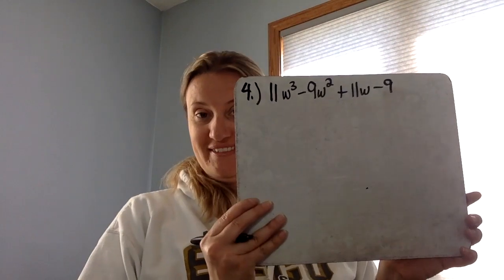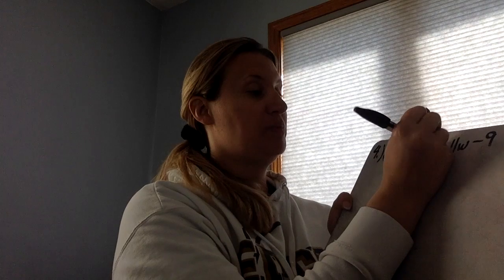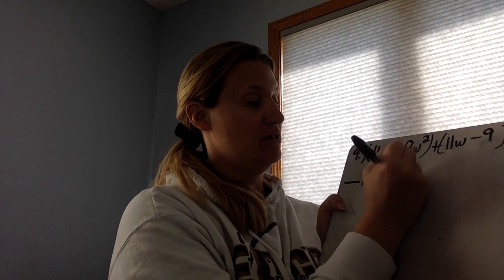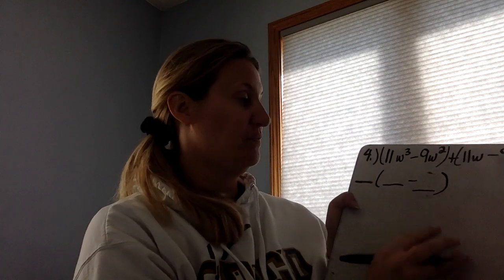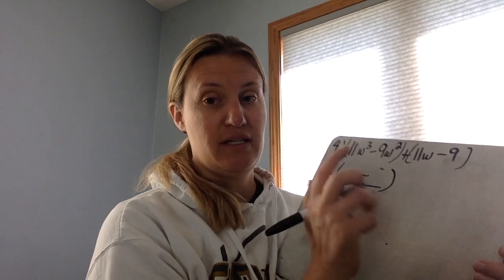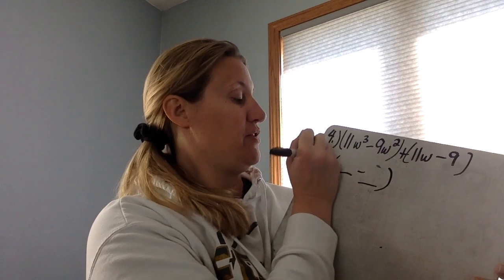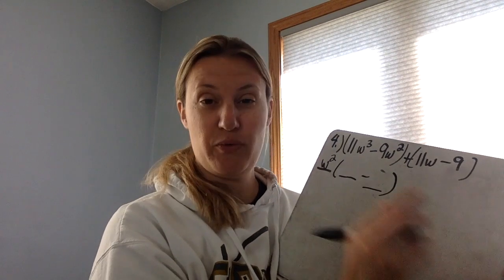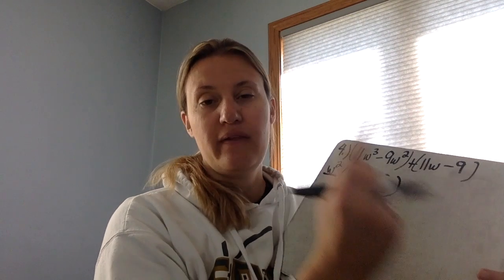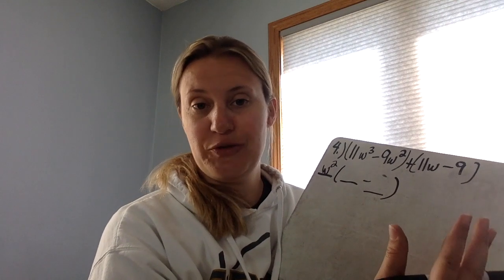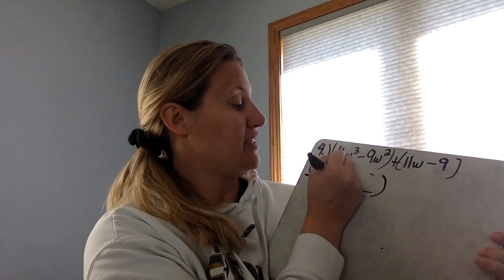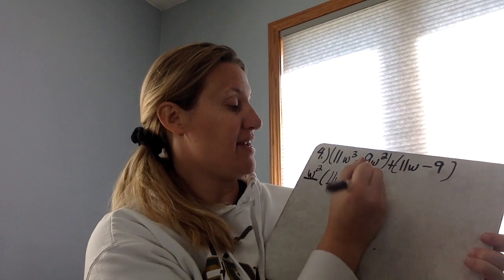Finally, the last one, okay? Group, greatest common factor, what's going to be left inside? 11 and 9, their greatest common factor is 1, okay? And w to the third and w squared, the greatest common factor is w squared. The reason I didn't write a 1 this time like I did on the others is because I have a variable. The other ones I wrote a 1 because I had nothing else to write, because I didn't have a variable in common. Okay, so that's going to be 11w, and that's going to be 9.